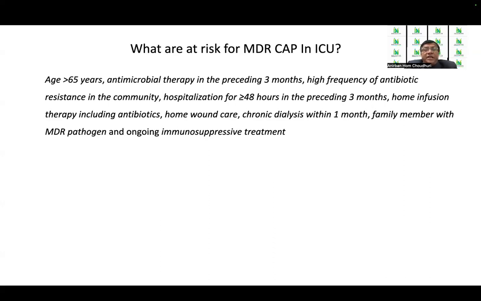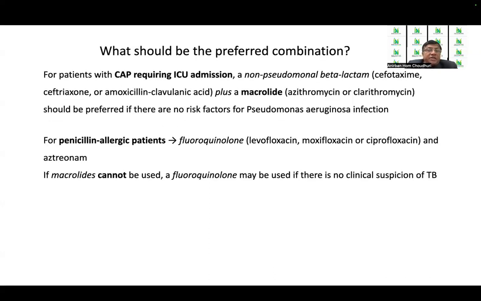Hospitalization for more than 48 hours in the preceding 3 months, home infusion therapy, including antibiotics, because now with home care, a lot of people are administered antibiotics at home, or the patient may be on home wound care, chronic dialysis, etc. within 1 month. A family member has been affected with an MDR pathogen, or the patient has been undergoing immunosuppressive treatment. So in all these patients, there is risk of multi-drug resistant community-acquired pneumonia. So in these patients, we will have to think about other antibiotics.